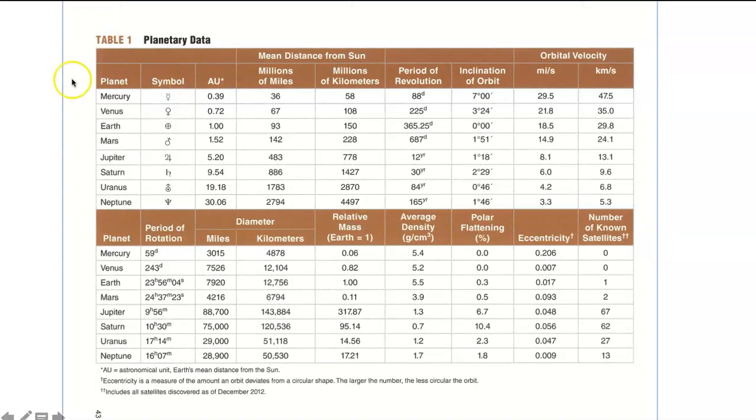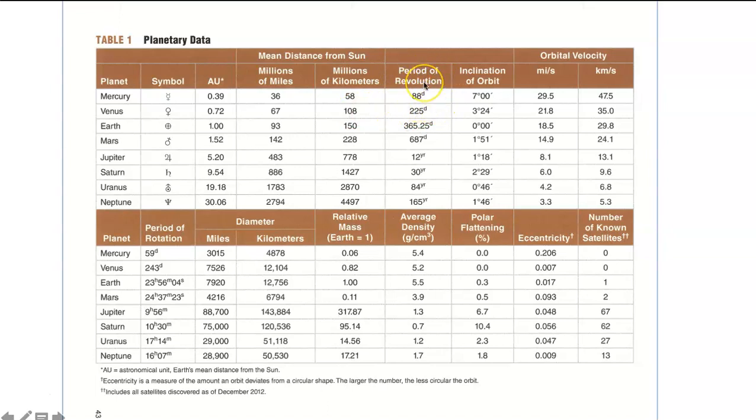Basically, there's two parts to the table, the upper part and the lower part. So we're going to start on the upper part. Here we have the planets listed from closest to the sun to farthest from the sun. And then these are some symbols that people sometimes use for the planets. And then we have mean distance from the sun. And this is given in AU units, which if you forgot what that means, you just follow the asterisk. It means an astronomical unit, Earth's mean distance from the sun, or millions of miles or millions of kilometers. So you have three different ways of discussing the distance of the planet from the sun.